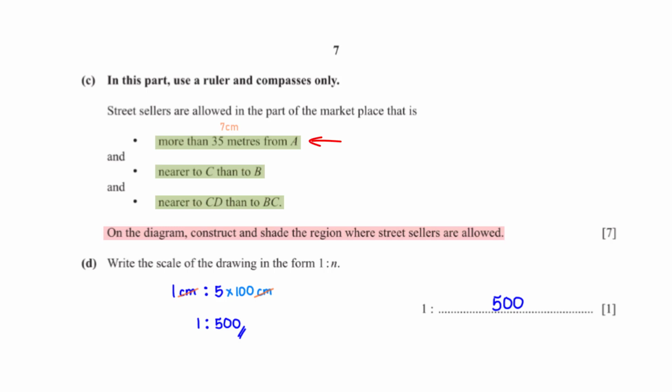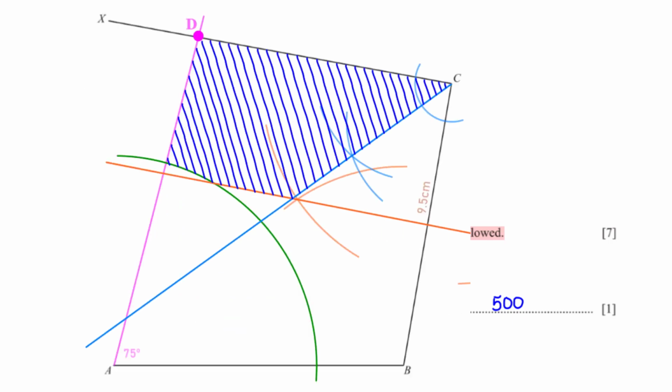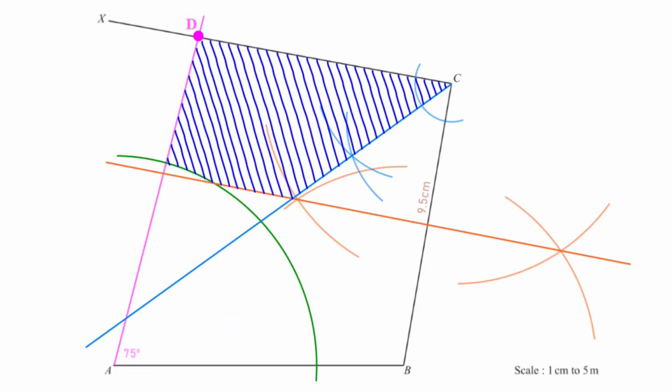Using the scale conversion, 35 meters translates to 7 centimeters on the map. To be able to indicate this region, we need to draw an arc or circle with a radius of 7 centimeters from point A. So on the diagram, we first need to measure our compass to have a width of 7 centimeters, stand at point A and construct an arc.